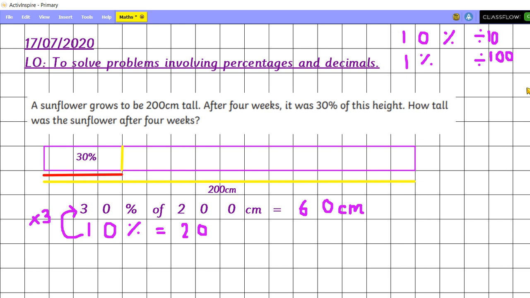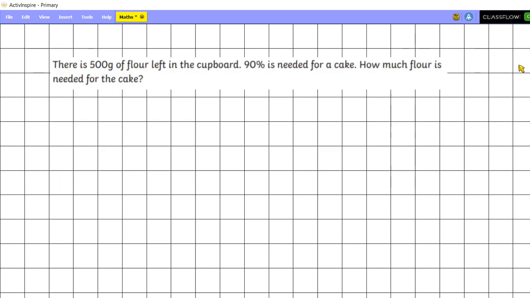Okay. Fab. So let's move on now to have a look at a different style question. So I've got here, there is 500 grams of flour left in the cupboard, okay? So this time I'm going to draw a bar, and this is 500 grams of flour, okay? I just do this sometimes because I think it helps you to see it as a visual.